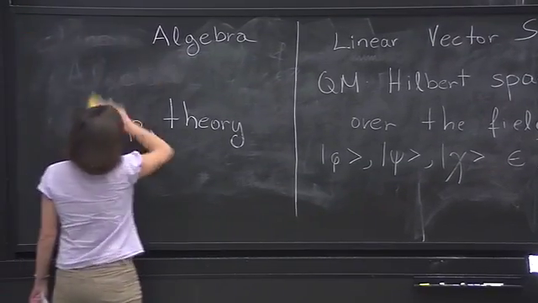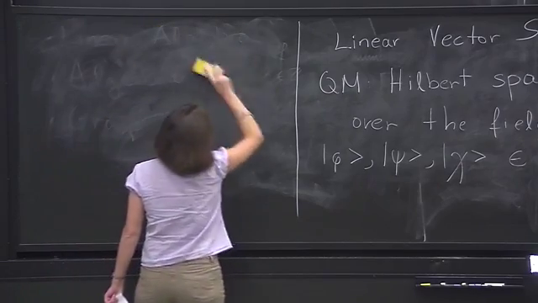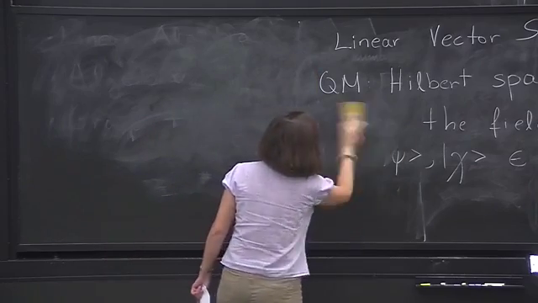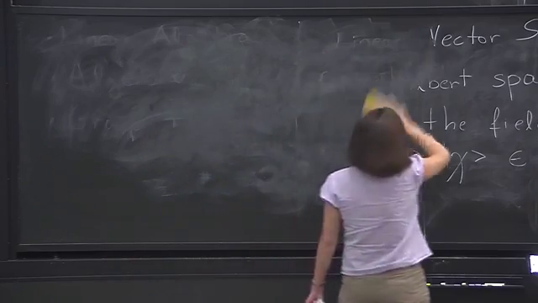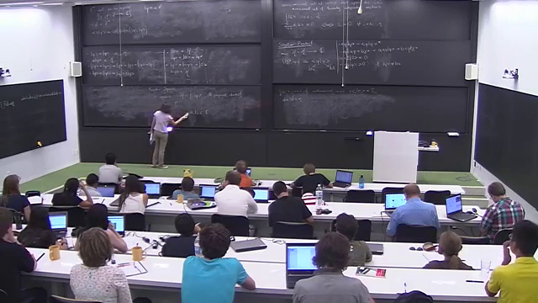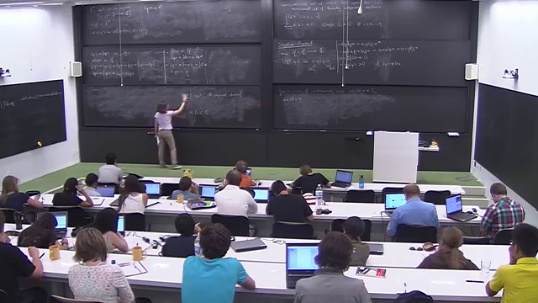Now, you know that in quantum mechanics, you're always dealing with operators acting on your states. And a linear operator is one that, by definition, acts linearly on your states.